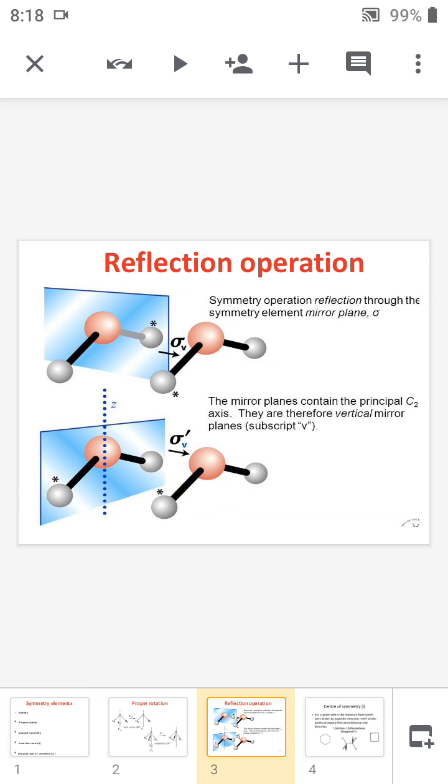So consider the water molecule. The oxygen is represented by the rose ball and the hydrogen is represented by the ash balls. If a plane is passing through the oxygen, the center of the atom, we will get two halves, and if the parts are identical to each other, then we call it that this molecule has a reflection symmetry. And the reflection symmetry plane is represented by sigma.